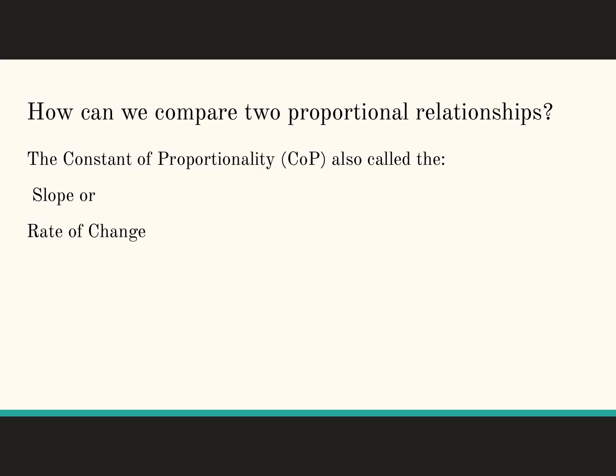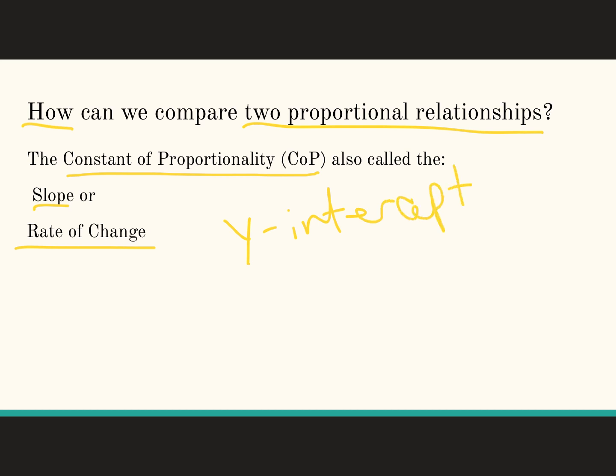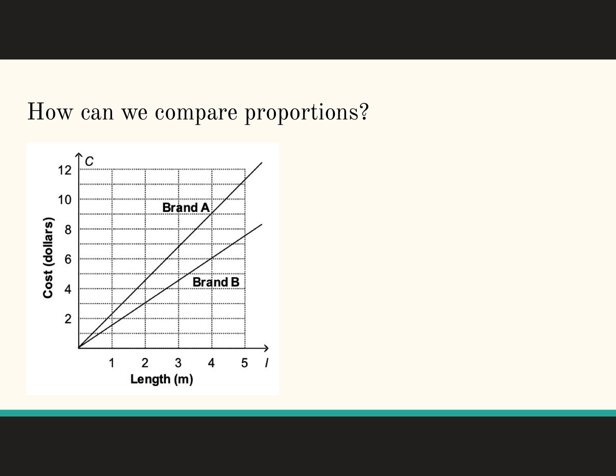Okay, so let's talk about how we can compare two proportional relationships. The constant of proportionality, the COP, is also called the slope or the rate of change. We've compared them in functions before, but we were also comparing the y-intercept. Remember that proportions always have a y-intercept of 0, so the only thing we can compare is the rate of change, slope, or constant of proportionality in this case. So how can we compare some proportions?